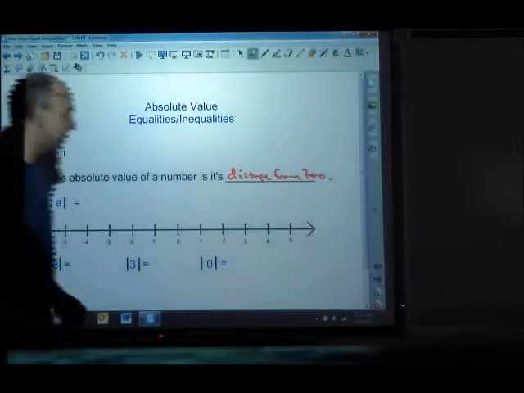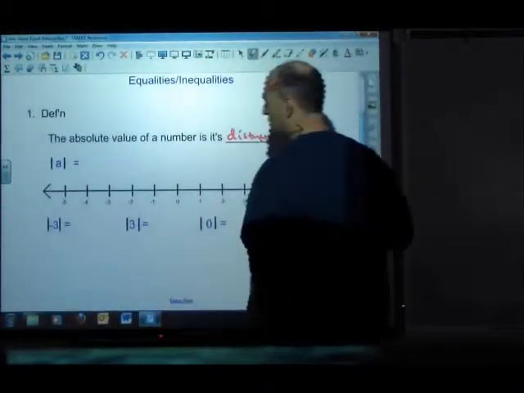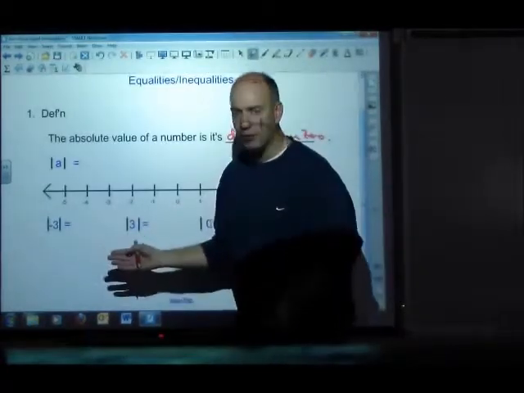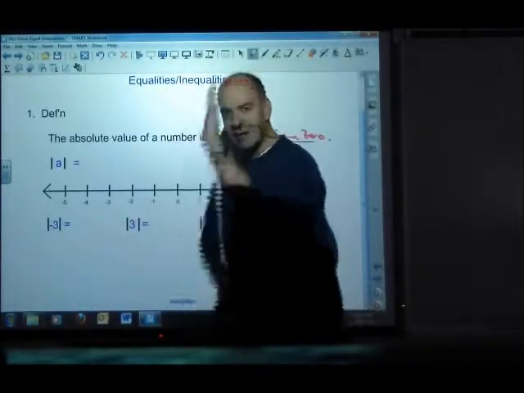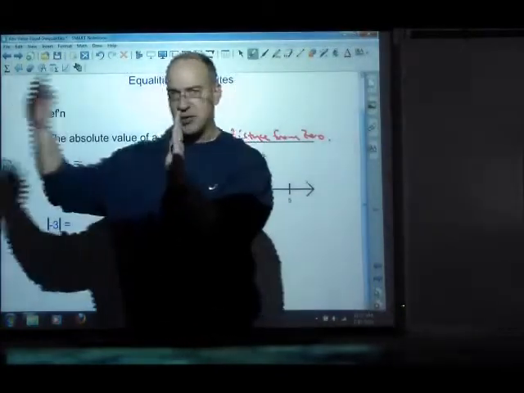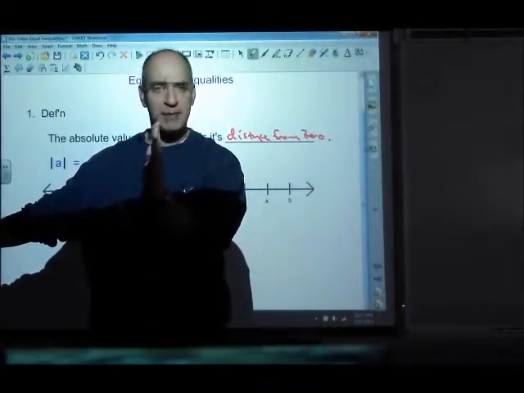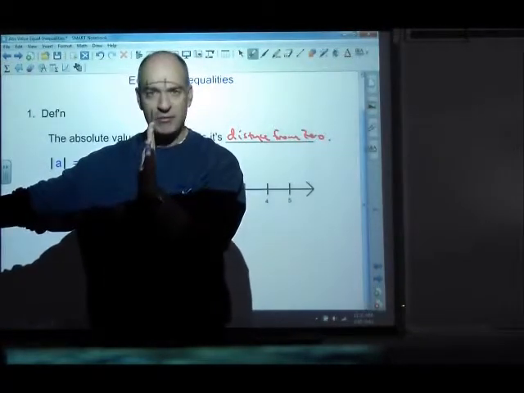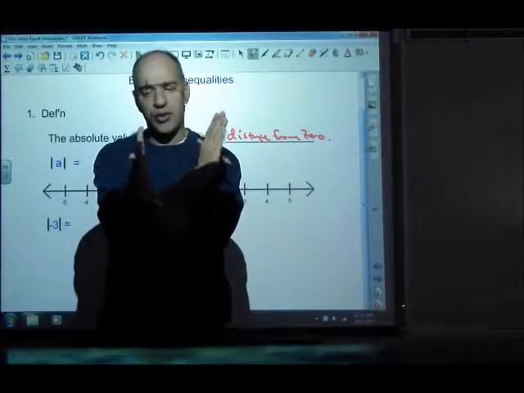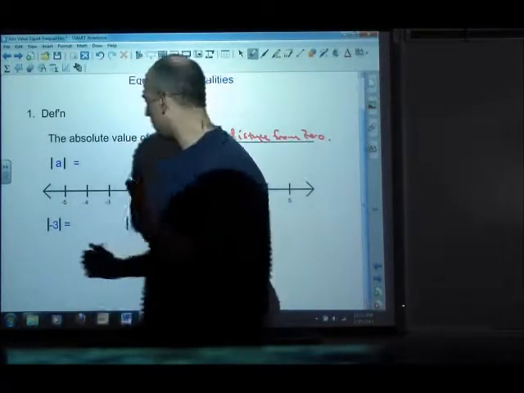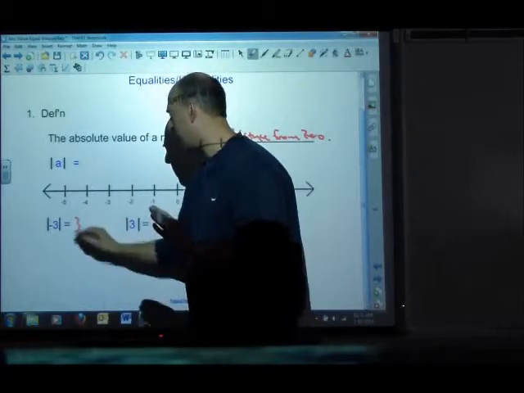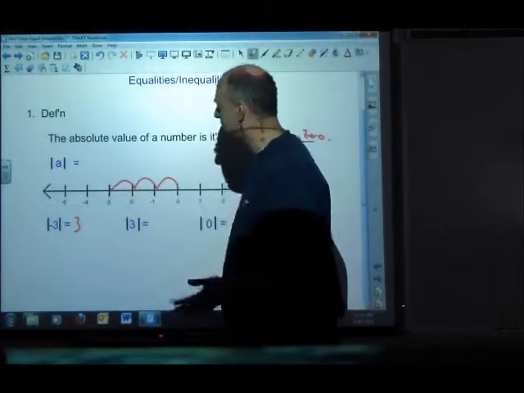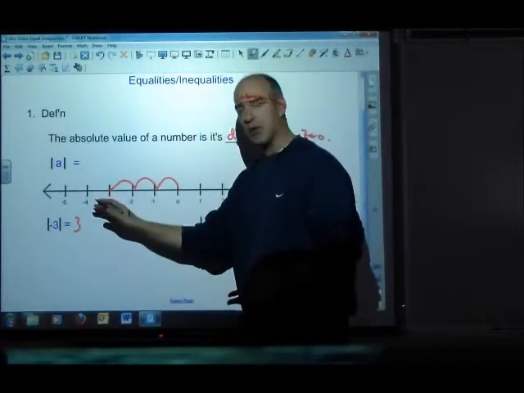Here are some examples. If I ask you the absolute value of -3, what I'm really saying is how far is -3 away from 0? Zero is right in the middle of the number line, and there are two sides to 0. The absolute value of a number is its distance away from 0. You're either on one side of 0, the other side, or you are 0. So how far is -3 from 0? It's 3 away. What's to the left doesn't matter. It's 3 units from 0.